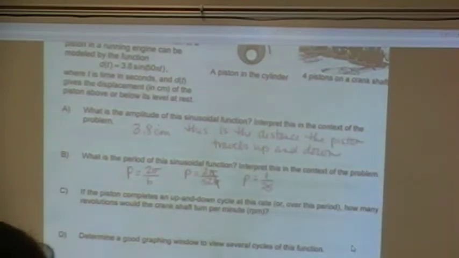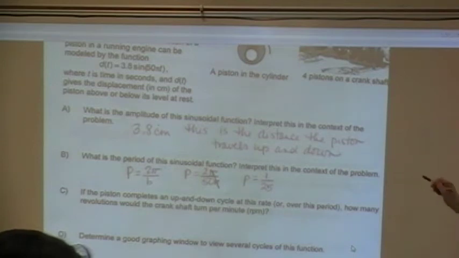Now remember, in this, period represents, on our notes page we said the distance from peak to peak. In this situation, we're talking about x values, the distance from this over here to over here. In this particular situation, it's not x values anymore, it's t values, or it's time. So that is your period, 1/25 of a second.